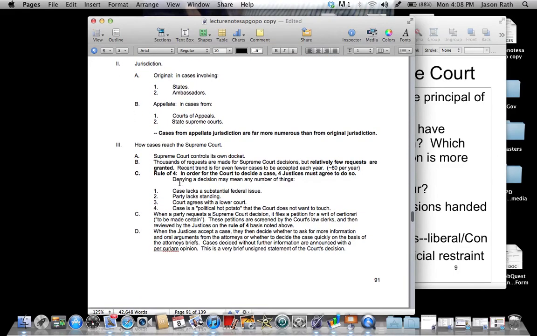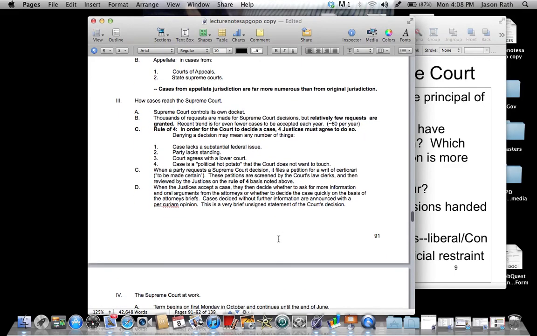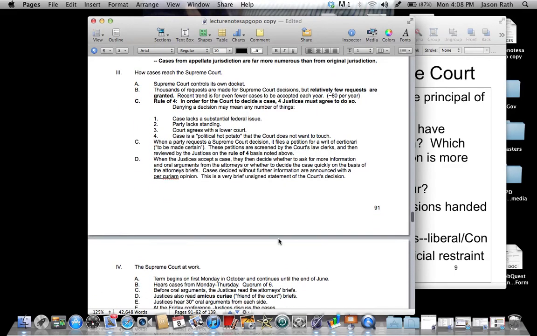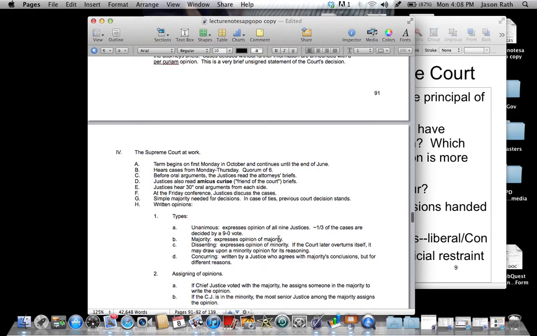If only 3 want to see it, there's no rule of 4, and these are the reasons why. Case lacks substantial federal issue, party lacks standing, court agrees with lower court, or the case is a political hot potato and the court does not want to touch it. But if it has the rule of 4, then the Supreme Court will look at it. We're not going to worry about the rest. The Supreme Court at work, let's just skip through this.